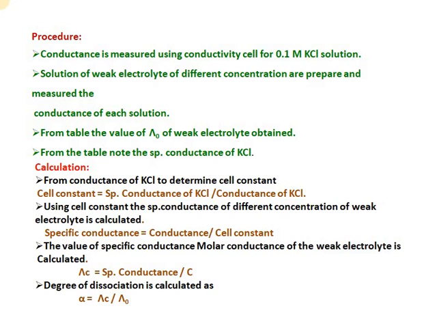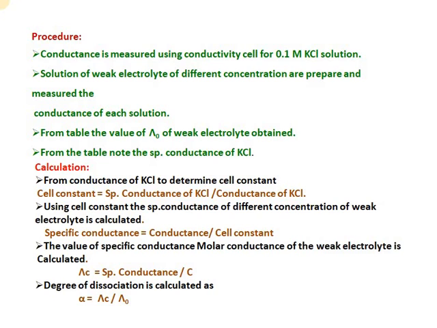This is the procedure. Now we are going to the calculations. The first point: we can calculate the conductance of KCl to determine the cell constant. By using the values of the specific conductance of KCl and the conductance of KCl, we can measure the value of the cell constant, right? After measuring the cell constant, we calculate the specific conductance of different concentrations of weak electrolyte, which were made in the second point, right?